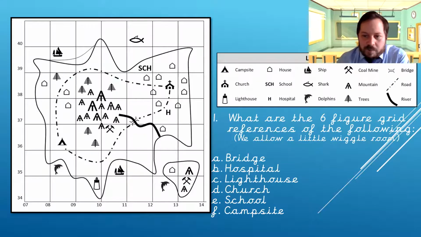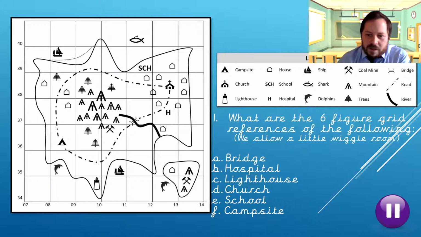So let's go back to this, and I want you to have a go. What are the 6-figure grid references of the following? So we've got the bridge here, the hospital here, the lighthouse down here, the church, which is here, the school up here, and the campsite over here. And what you're looking for is a 6-figure reference. Now, you can have a little wiggle room, but you want to try and get it as accurate as you can. Pause now and have a go.